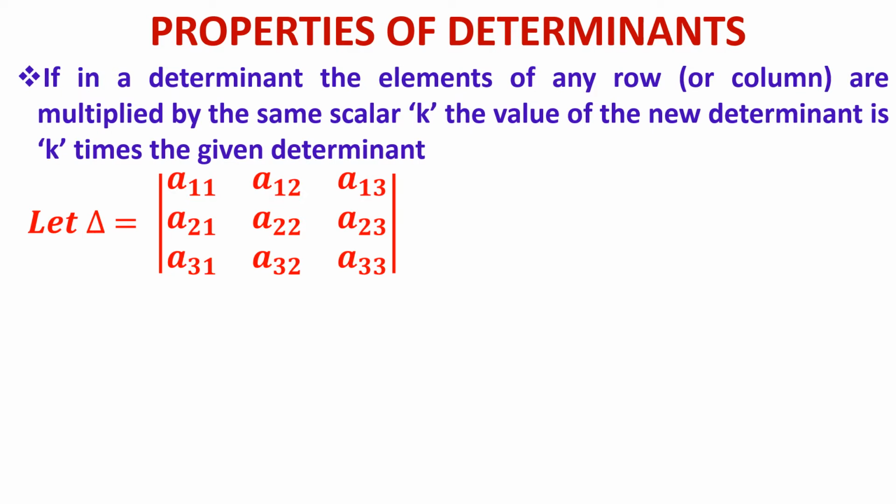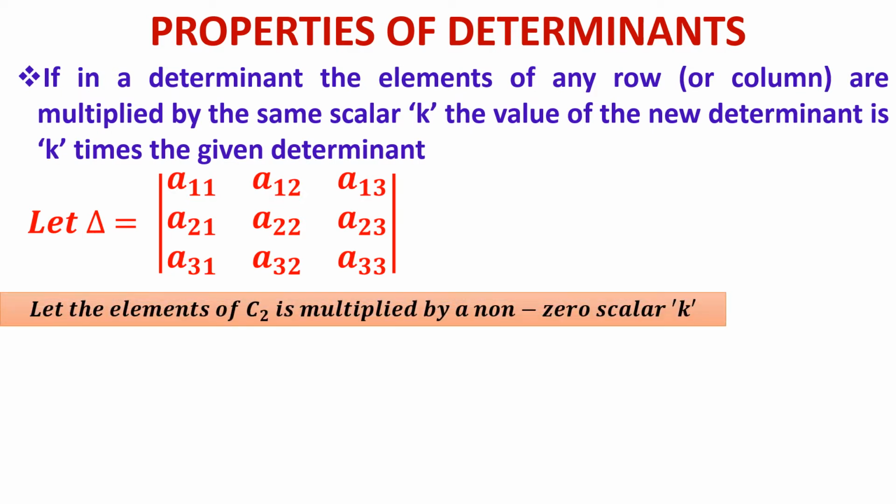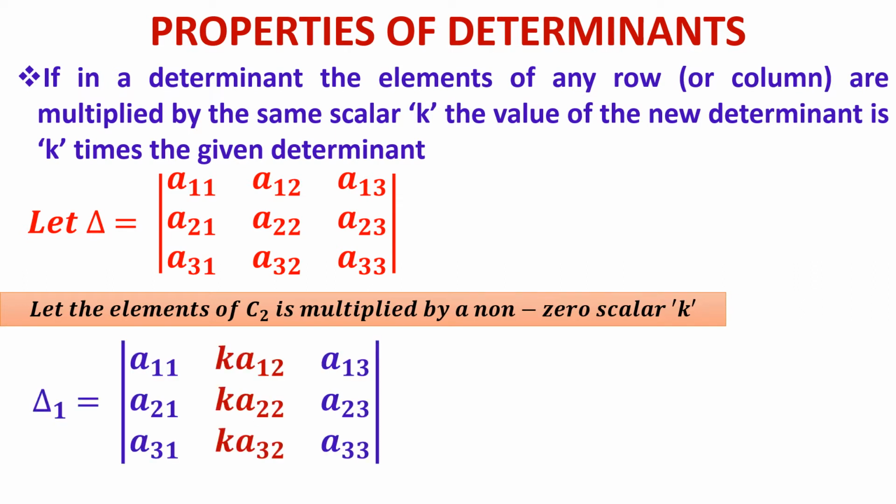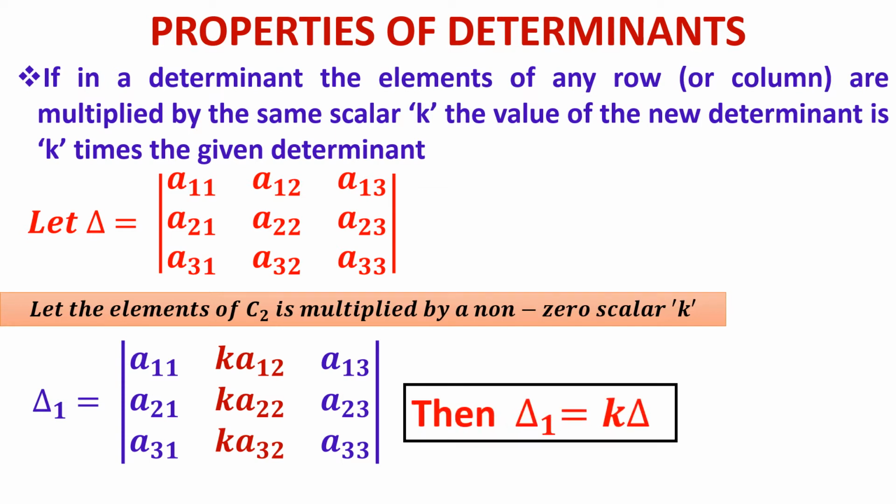I am checking this determinant now. As per its position, I have explained it. Now, let me multiply C2 by a non-zero scalar k. You know what that C2 is? I am multiplying now. A12, A22, A32 are multiplied by the same non-zero scalar k. Now, what is the connection between this delta 1 and delta? The delta 1 will be k into delta.